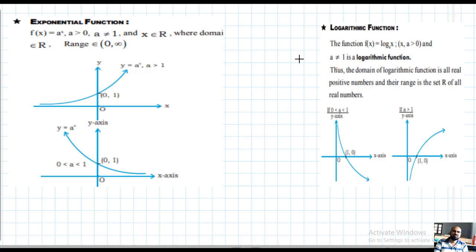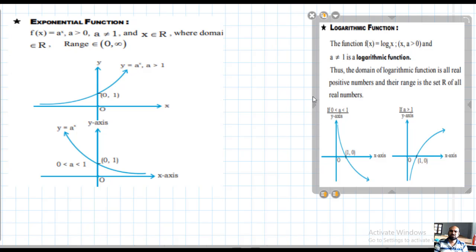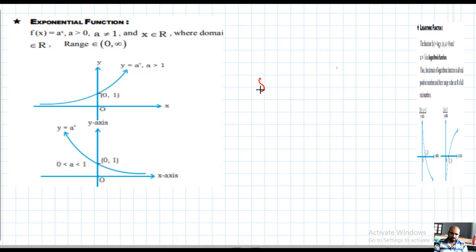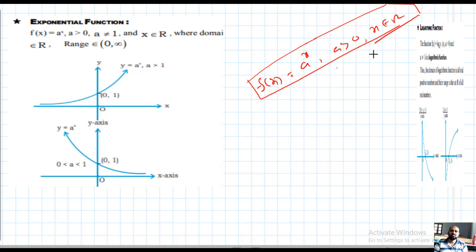Okay students, now I want to explain about the exponential function. The function of the form f of x equal to a power x, where a is greater than 0 and x is any real number, is called an exponential function. What is a greater than 0? It means two cases will arise for a. One is a value from 0 to 1, another is a value from 1 to infinity. So this is called the exponential function.